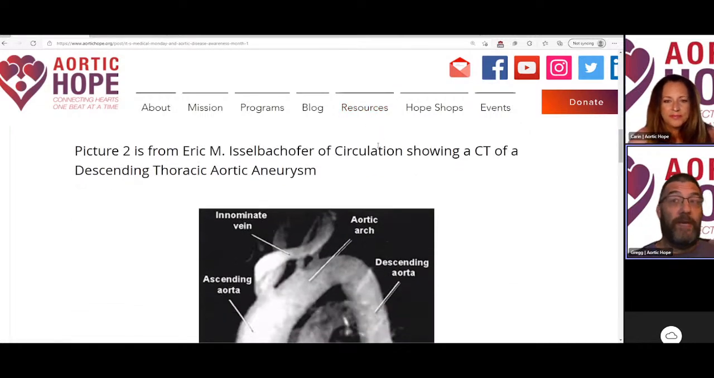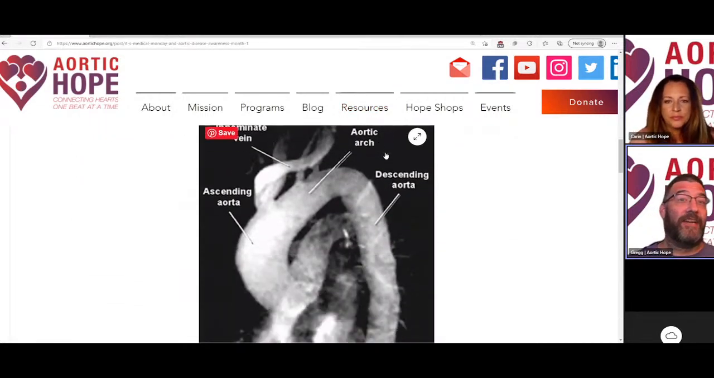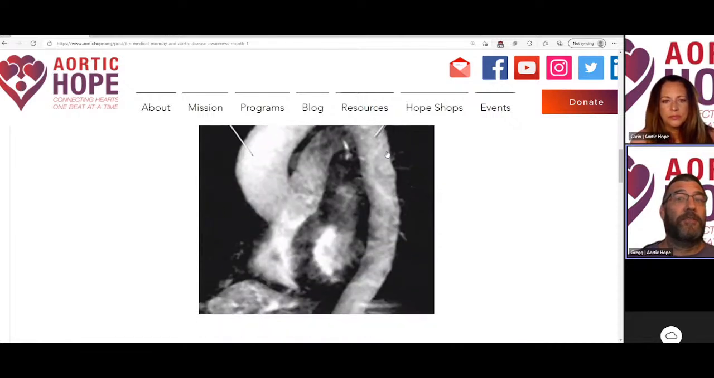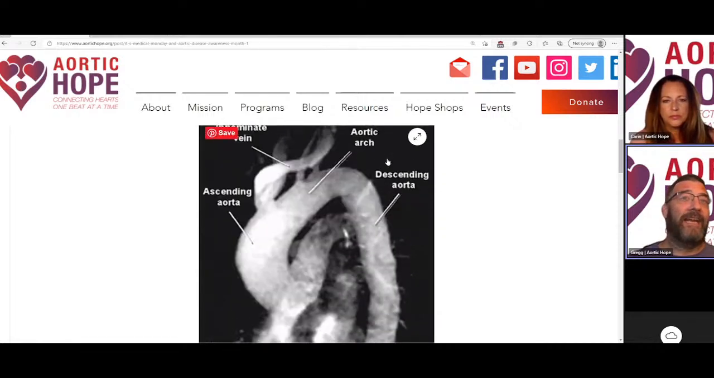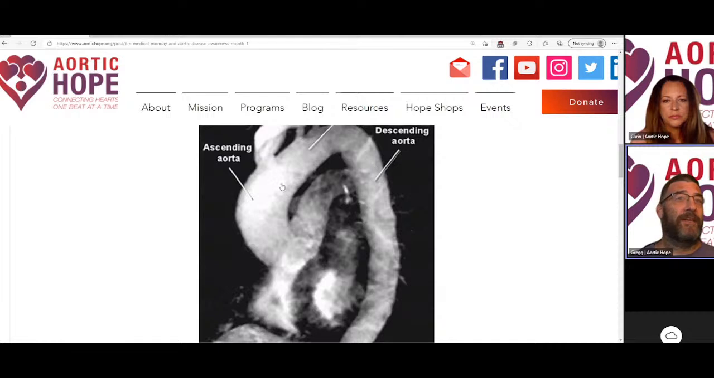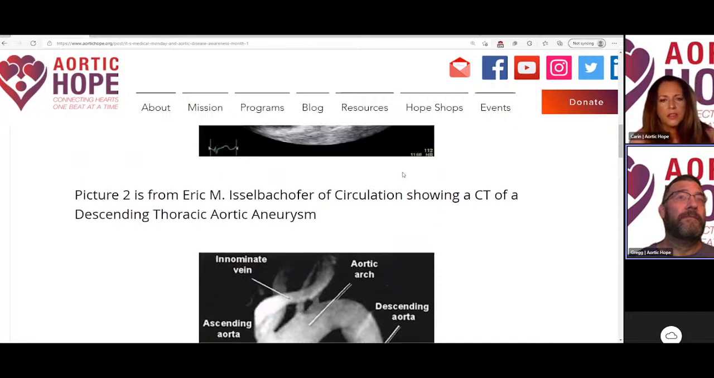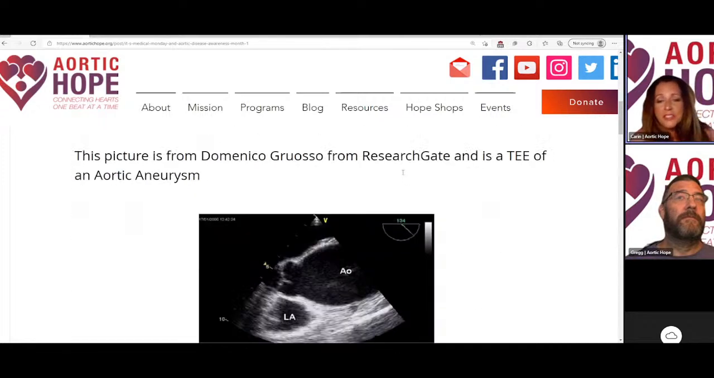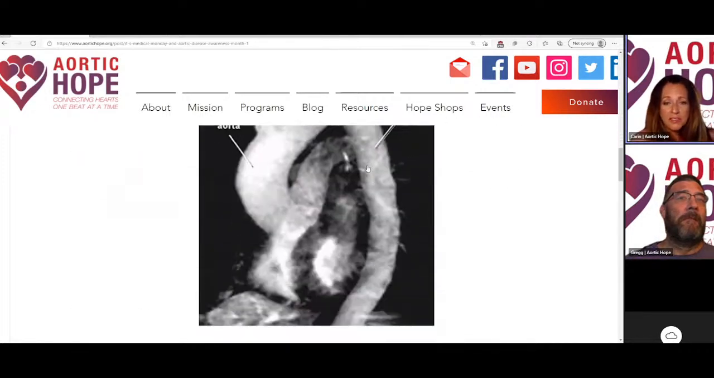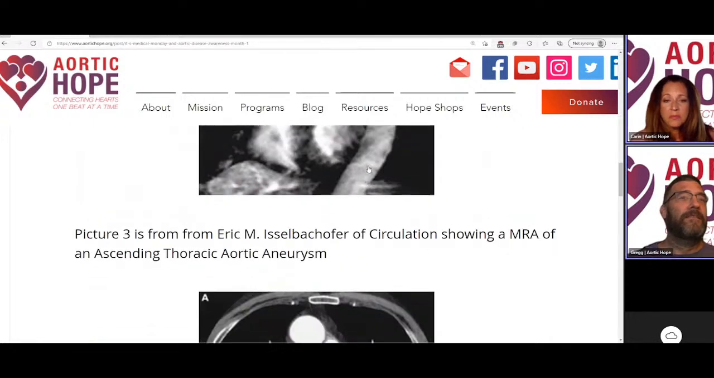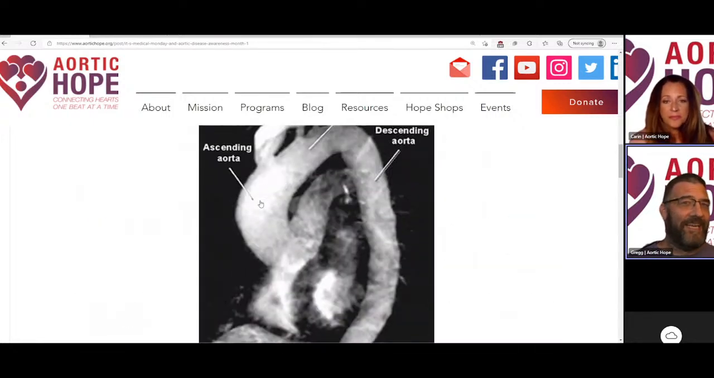But picture 2 is a CT of a descending aneurysm, which I don't know if we had that labeled right, because that definitely looks like it's an aneurysm in the ascending. What did the word say? Yeah, no, that's what it was described as. Yeah, definitely looks like it's more of an enlargement in the ascending, doesn't it?